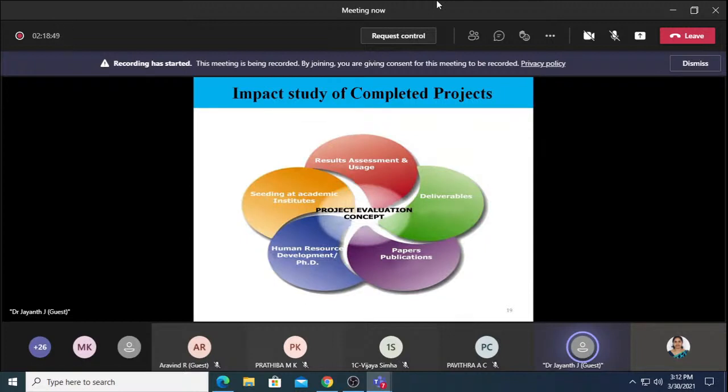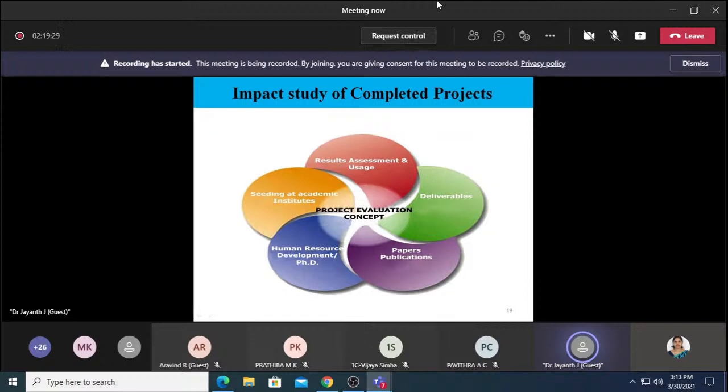seeding at academic institutions. There will also be points if there is an additional amount being granted by the host institution where you are presently working. Next, result assessment and usage. Have you got the same output which you had proposed? Third, are you using it? So next, deliverables. Who is the stakeholder using your product? All these things are weighted on a 10 scale.